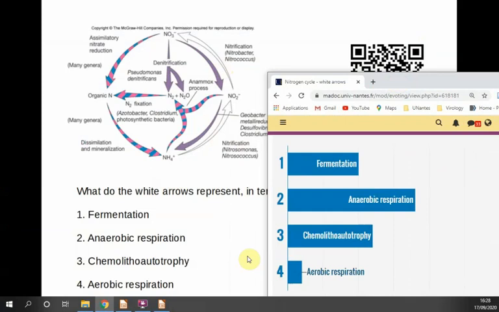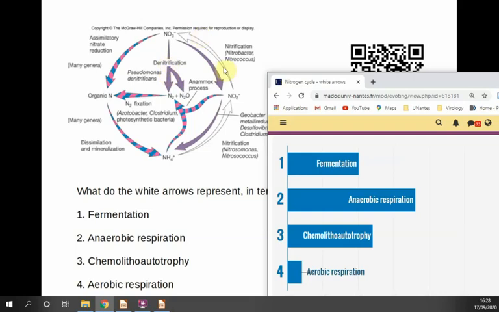And that's actually the wrong answer. The correct answer is chemolithotrophy. So why is that the wrong answer? It's wrong because in anaerobic respiration, nitrogen compounds are the electron acceptor. So it's nitrate that's the electron acceptor. Anaerobic respiration is this arrow here. This purple arrow is anaerobic respiration, and also this one, and also this one.